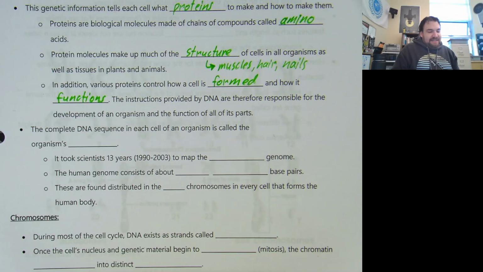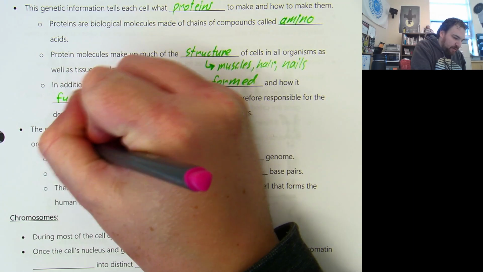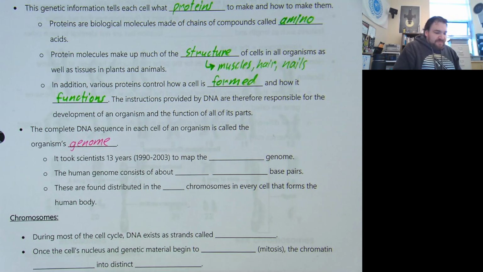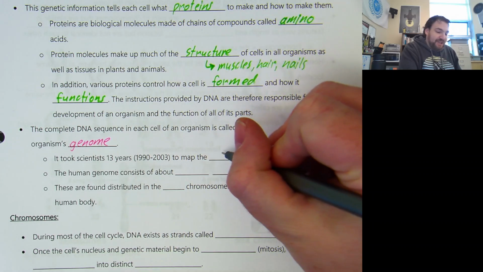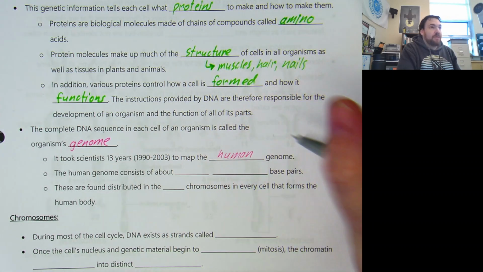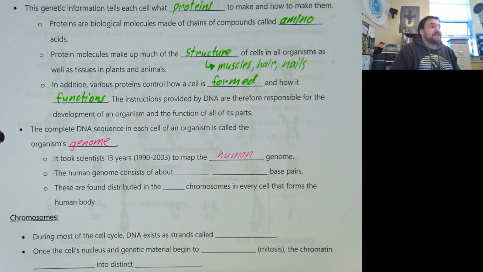The complete DNA sequence in each cell of an organism is called the organism's, I've used this word before, genome. And it took scientists 13 years, from 1990 to 2003. I was in high school when this was announced. It was a big deal. They finished it in 2003. They mapped the human genome. That doesn't mean they necessarily know what all the pieces do, but they've got a map to help see it all.